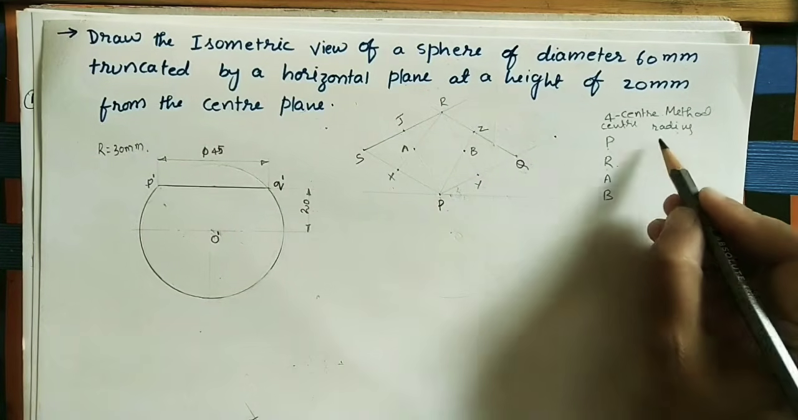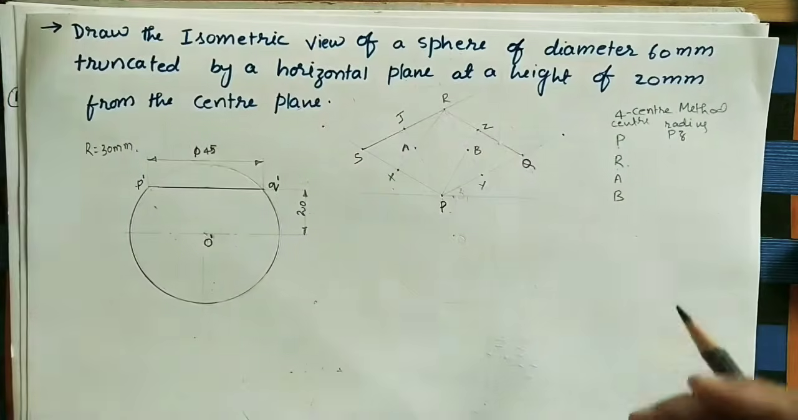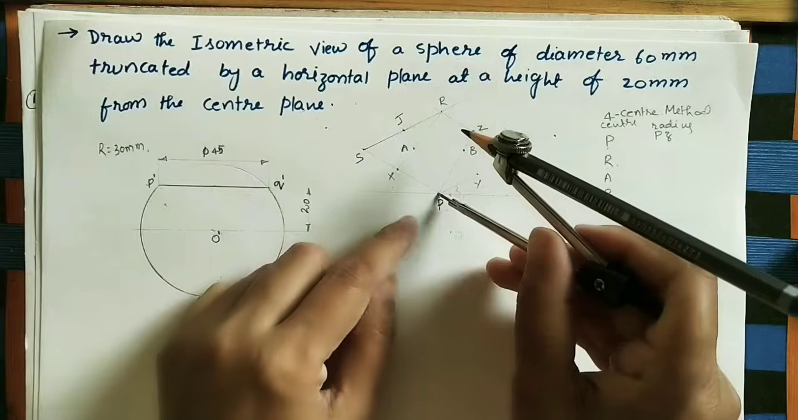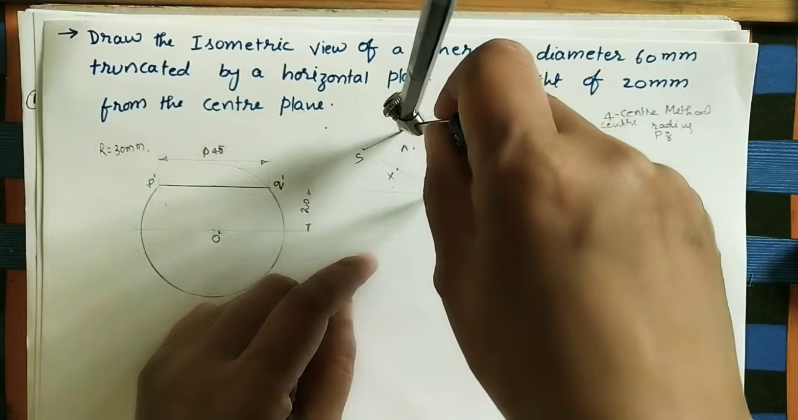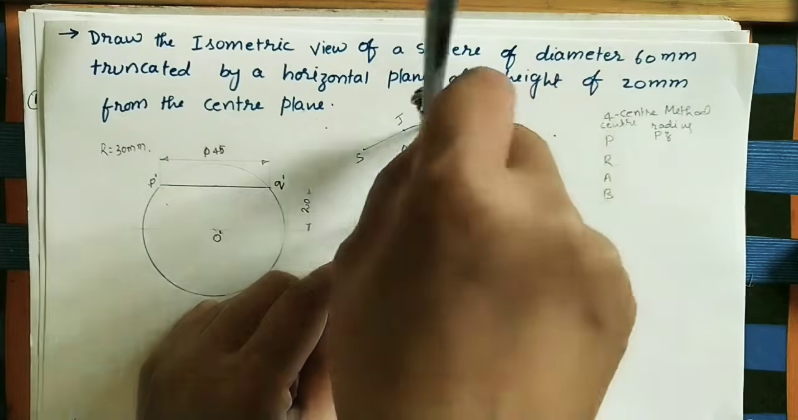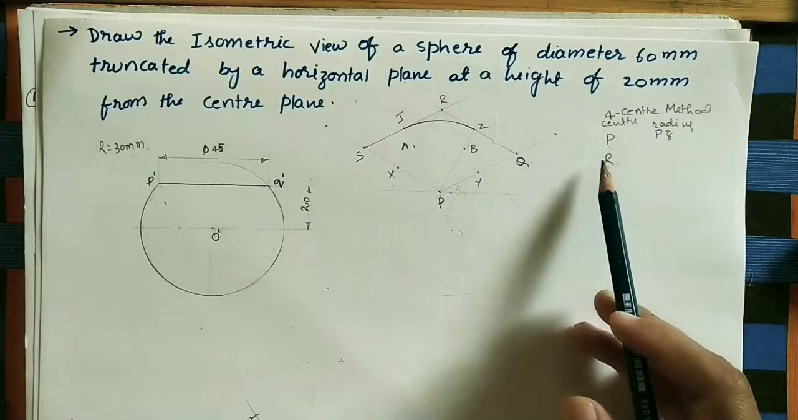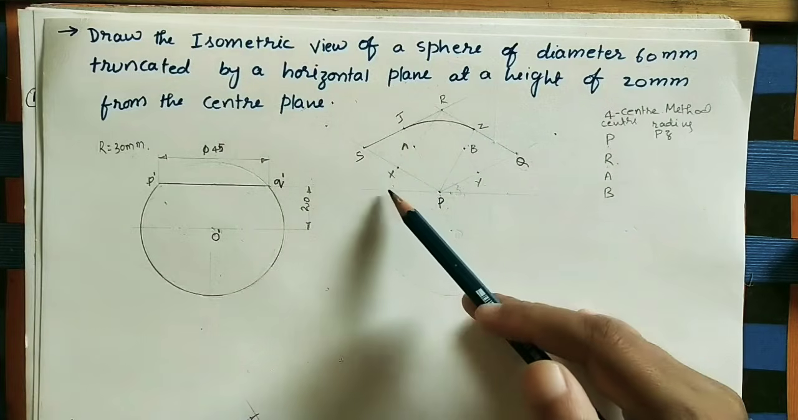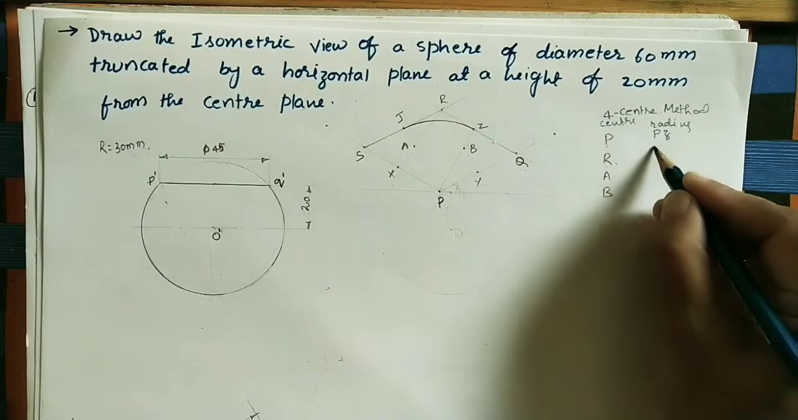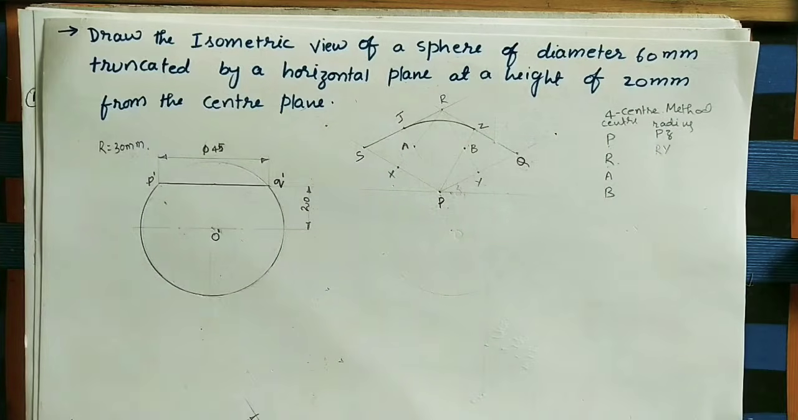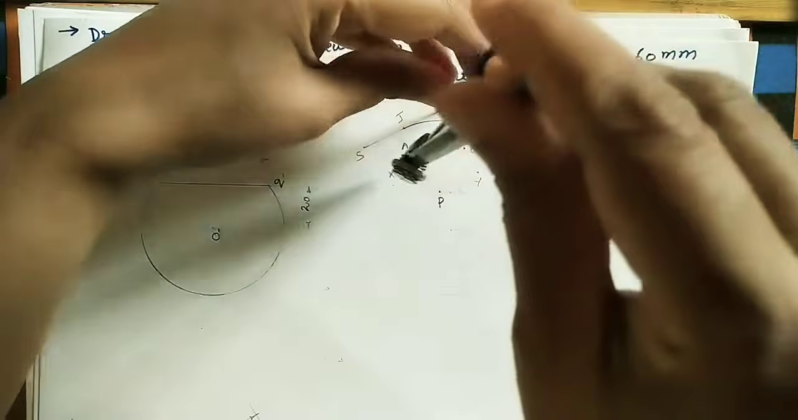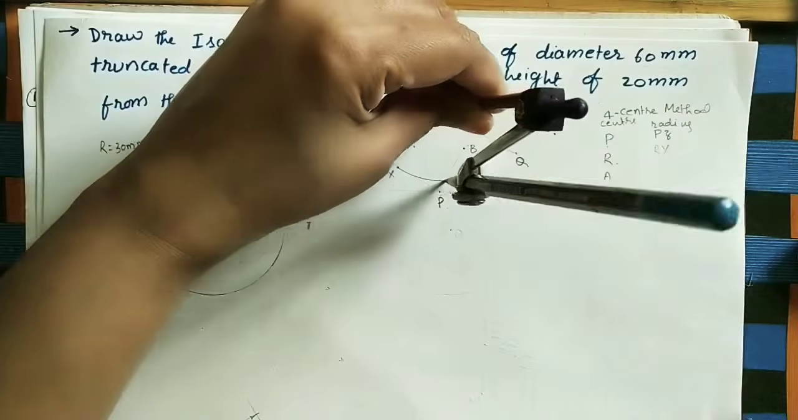So PZ is the radius. Using the compass, with P as center and VJ as the radius, do an arc. After this, take the next center R. Rx or Ry, both are the same length, is the radius. So R is the center, Rx or Ry is the radius, do an arc.